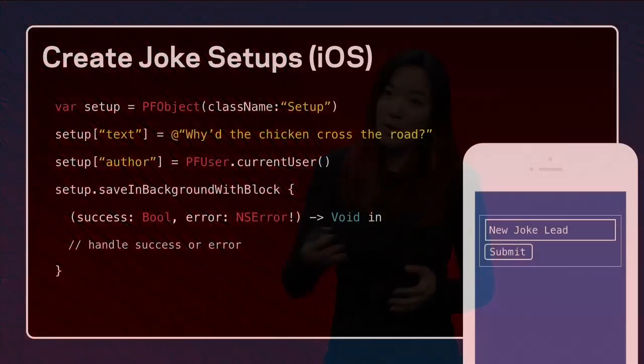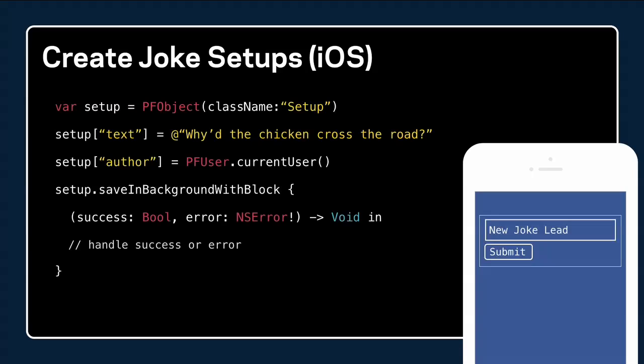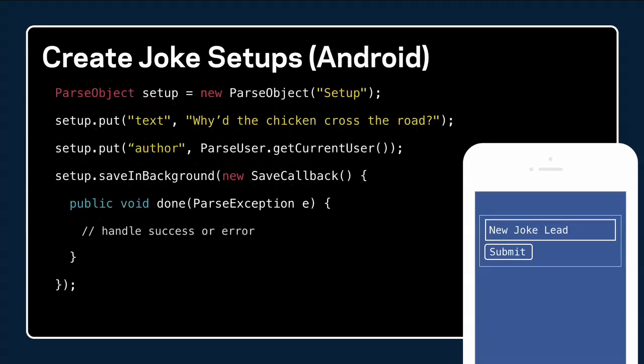On iOS, the Parse object equivalent is PFObject. You set the properties, use the current user, and saveInBackgroundWithBlock. Java, same thing. ParseObject, setting the attributes, saveInBackground with a callback.